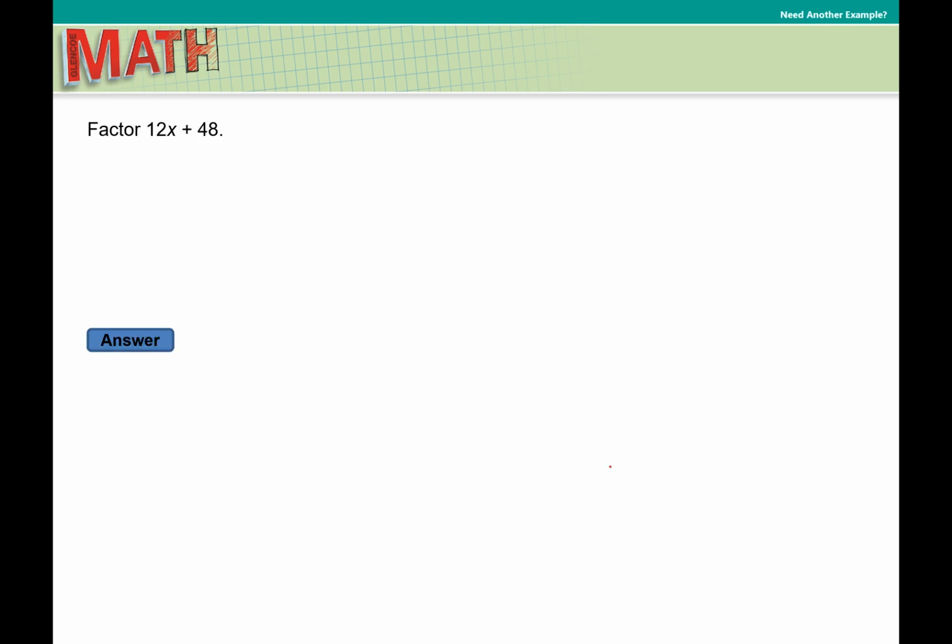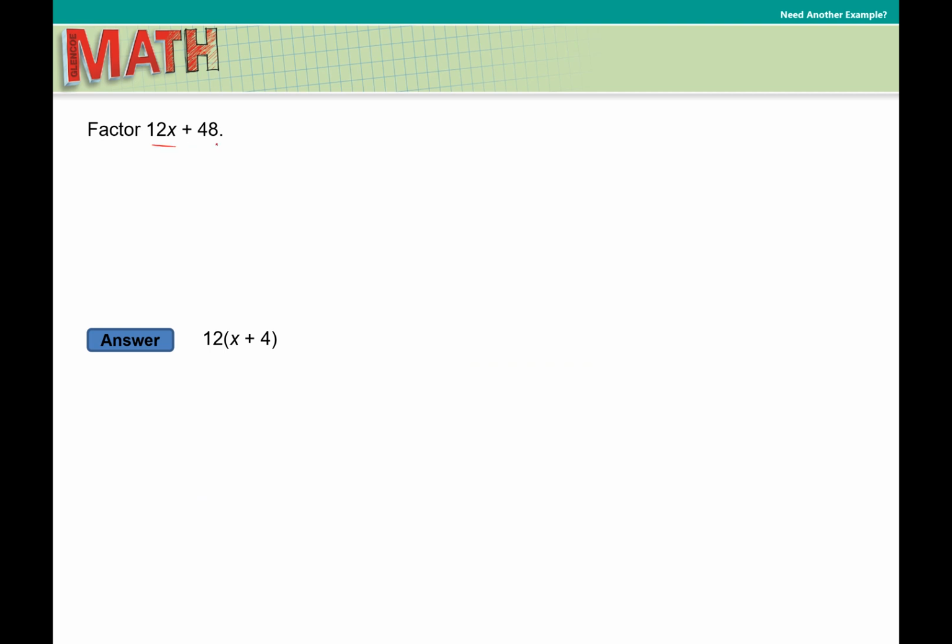Okay, go ahead and factor this one out. Use the greatest common factor, and then split it up into the factored form. Okay, you should have gotten an answer of 12 times x plus 4.